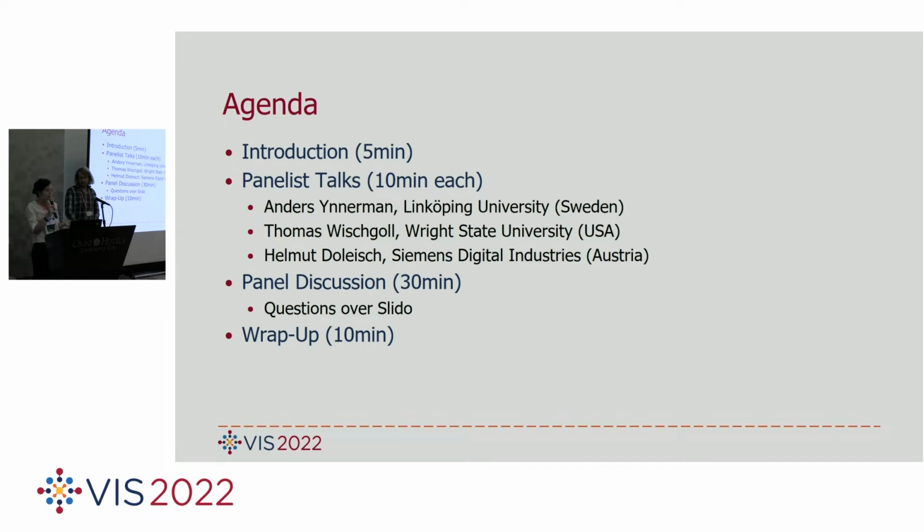This is our agenda for today. We are now doing the introduction. Afterwards, we have 3 talks from our panelists, Anders, Thomas, and Helmut. They will be 10 minutes each. And then we will have a panel discussion with the 3 panelists that we have here. Questions can be asked over Slido. There is the Slido QR code outside the room if you would like to ask questions. You can also rate questions, so that we can see which are really of interest to you. And then we will end with a wrap up of about 10 minutes at the end.